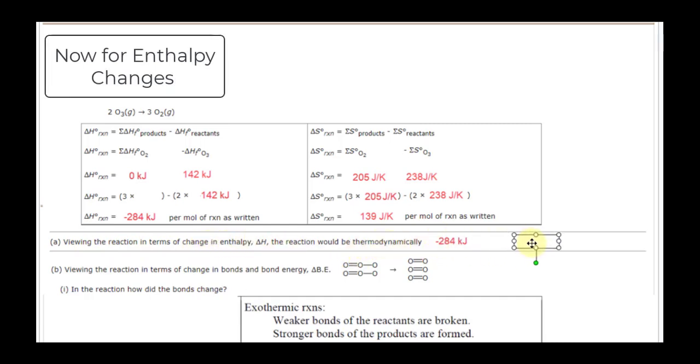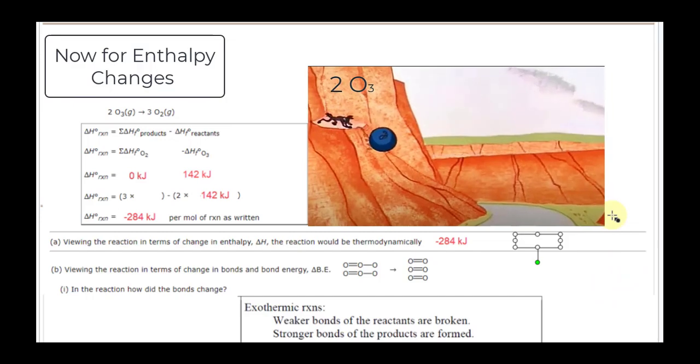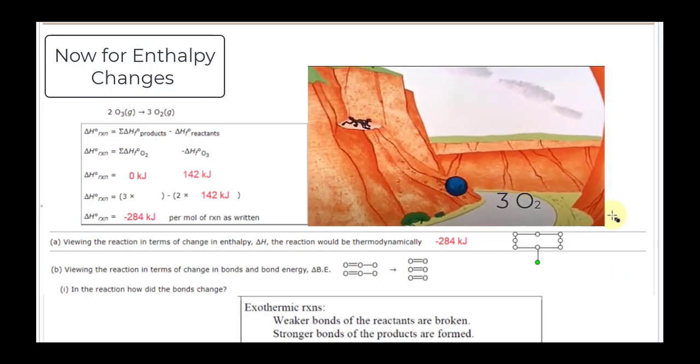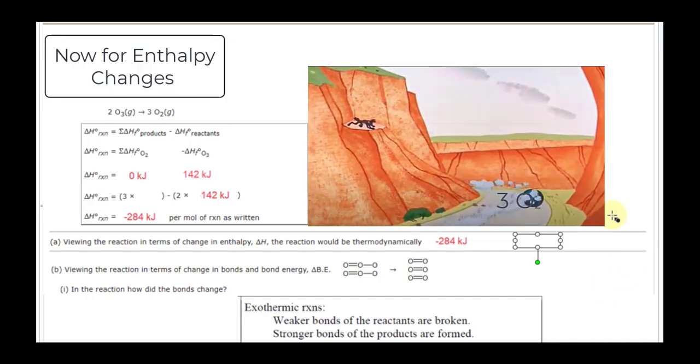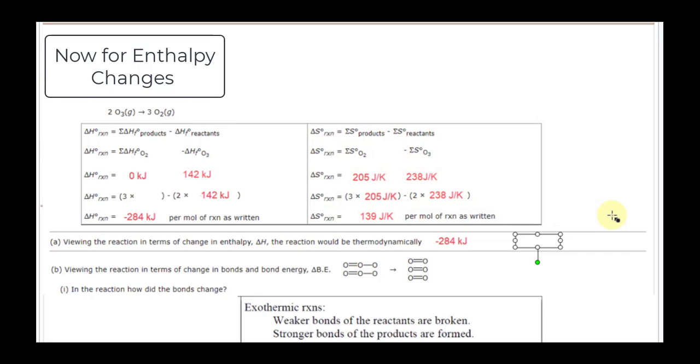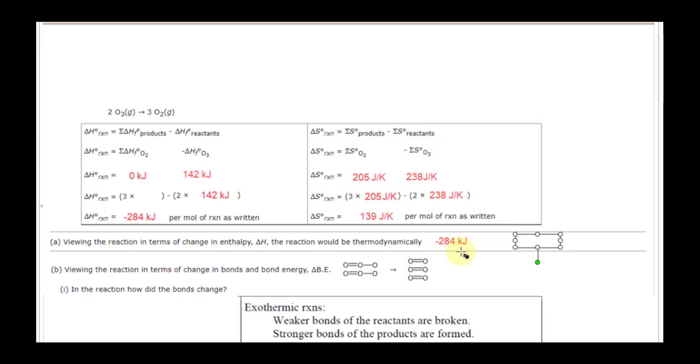Okay, now viewing this reaction in terms of enthalpy, the reaction would be thermodynamically favored. This is negative 284 kilojoules. This is the rock rolling down the hill. That happens pretty much on its own. In terms of thermodynamically favored, yes, this is something that we would expect to occur, definitely. So this is thermodynamically favored. Most textbooks call it spontaneous, but in AP chemistry, I've got the tongue twister to say, and it's what you should write when you end up answering any FRQ.